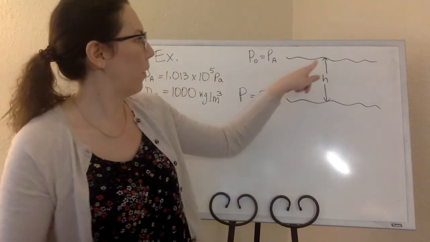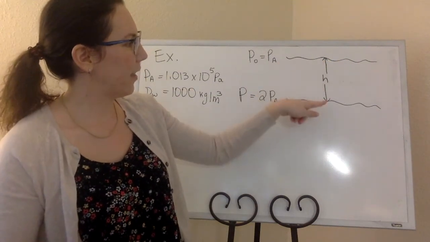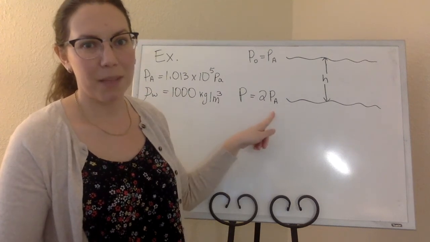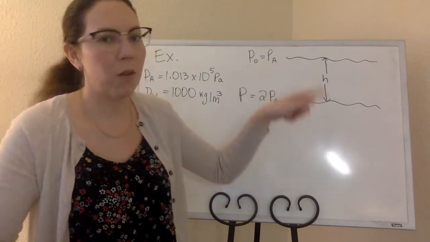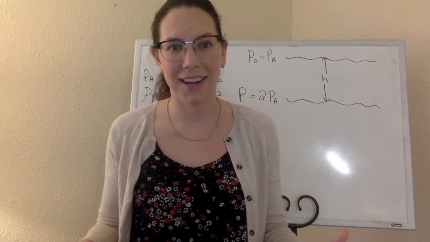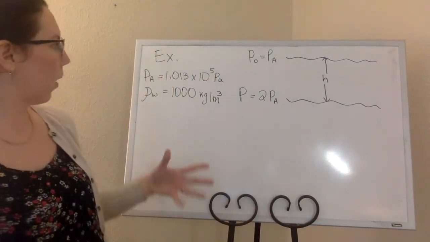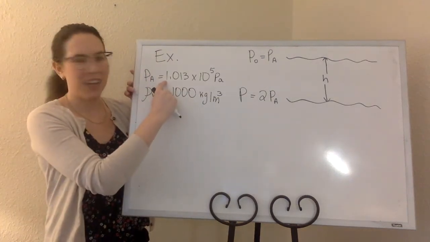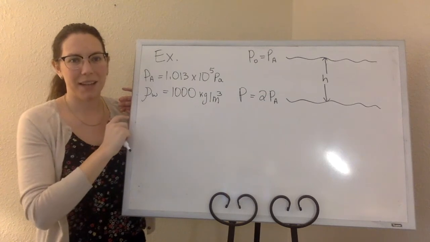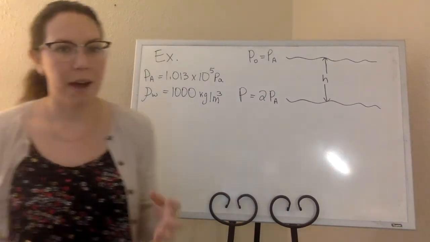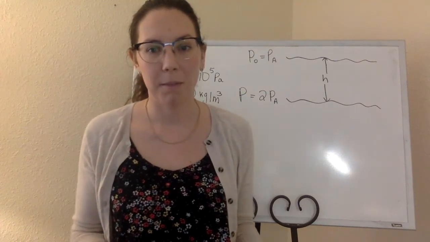This is the top of the water, and then we're going to dive under to a point where the pressure is 2 times atmospheric pressure. We know at the top of the water that it's open to the environment, so that has to be atmospheric pressure there. Also, just to remind you, two helpful constants are atmospheric pressure, 1.013 times 10 to the 5 pascals, and the density of water, which is 1,000 kilograms per meter cubed.